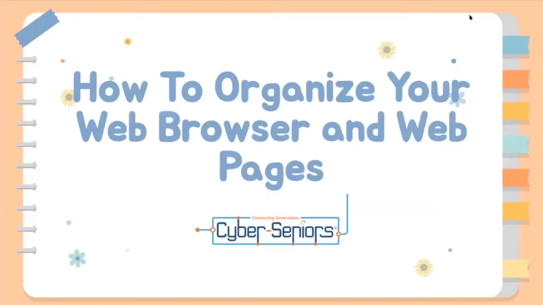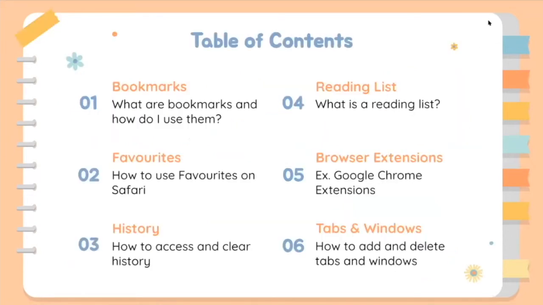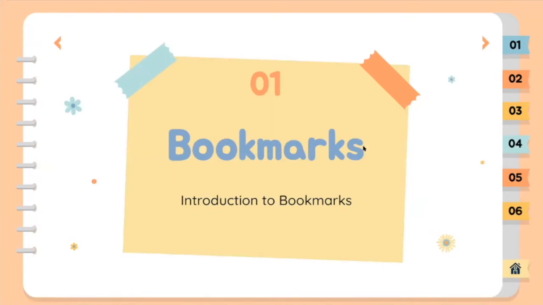Okay, so today I'm going to talk about how to organize your web browser and web pages. So, just some table of contents. We're going to be discussing bookmarks, favorites, history, reading list, browser extensions, and tabs and windows. So, first, we're going to go over bookmarks.